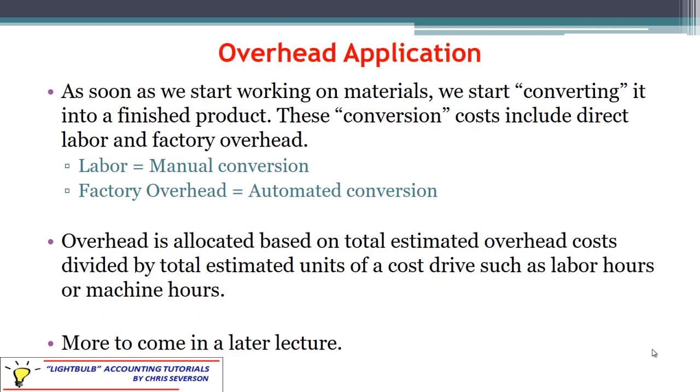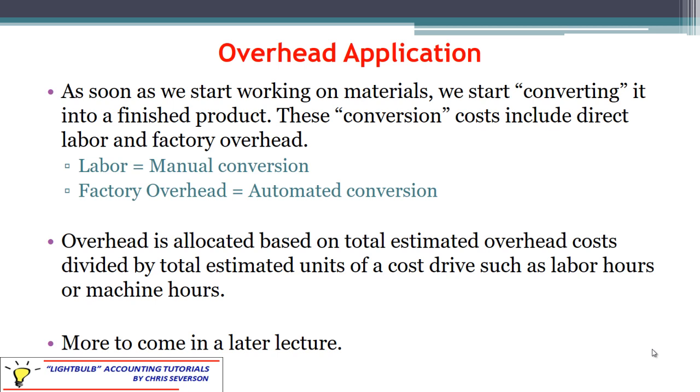So now let's talk just briefly about overhead application. This is something we cover in much more detail in later chapters, but we do need to cover a little bit to fully understand product costs. Once we've started working on the materials, I mentioned how we're converting them into a finished product. The term conversion cost, this is important, this is another classification. The term conversion cost includes both direct labor and factory overhead.